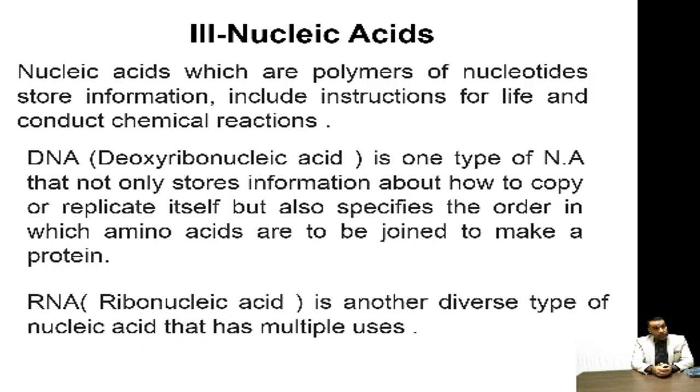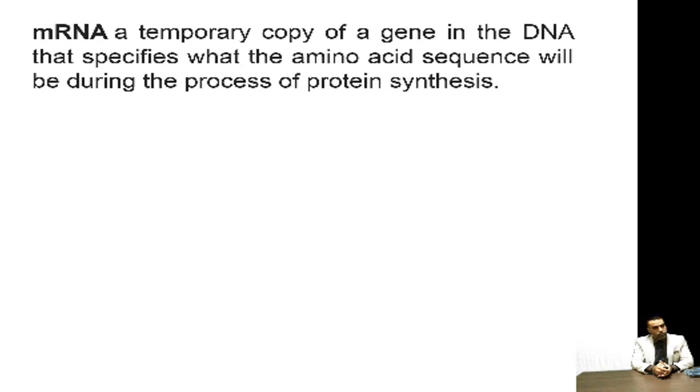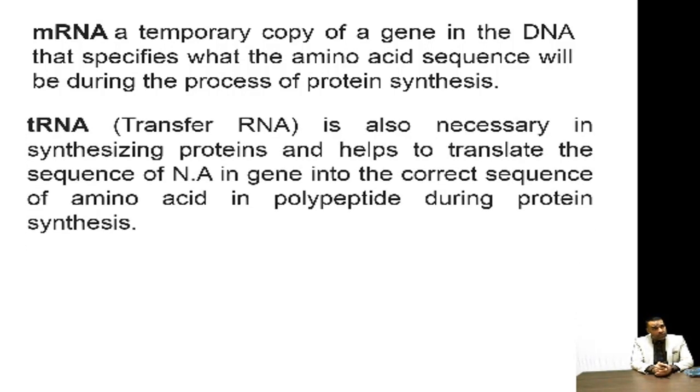RNA, ribonucleic acid, is another diverse type of nucleic acid that has multiple uses. Actually, we have a lot of types of RNA. For example, the first one, messenger RNA, is a copy of the gene in the DNA that specifies what the amino acid sequence will be during the process of protein synthesis. Transfer RNA is also necessary in synthesizing the protein and helps to translate the sequence of the nucleic acid in the gene into the correct sequence of amino acids in the polypeptide during protein synthesis.